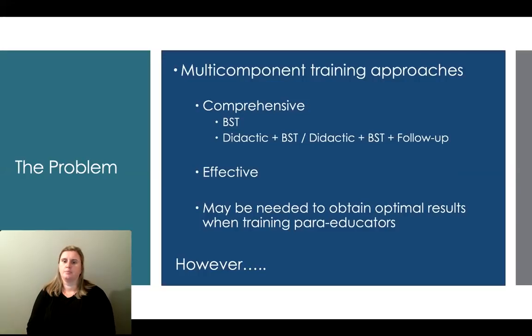But there is a problem. We know that these multi-component training approaches are effective, given that they're comprehensive. They account for concept development as well as skills training and developing relevant skills that are necessary for our paraeducators in classrooms. However, as we could see also by the results in the research that has evaluated these specific interventions, these interventions may be needed in order to obtain optimal results when training our paraeducators in classrooms.